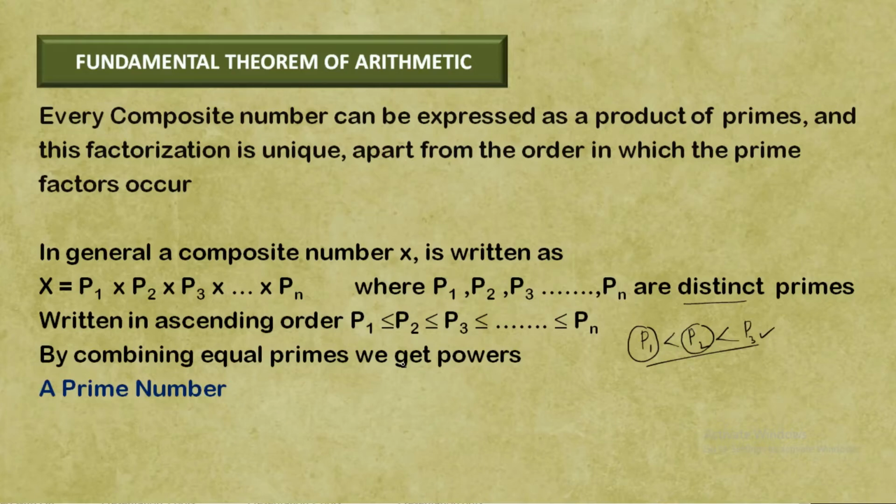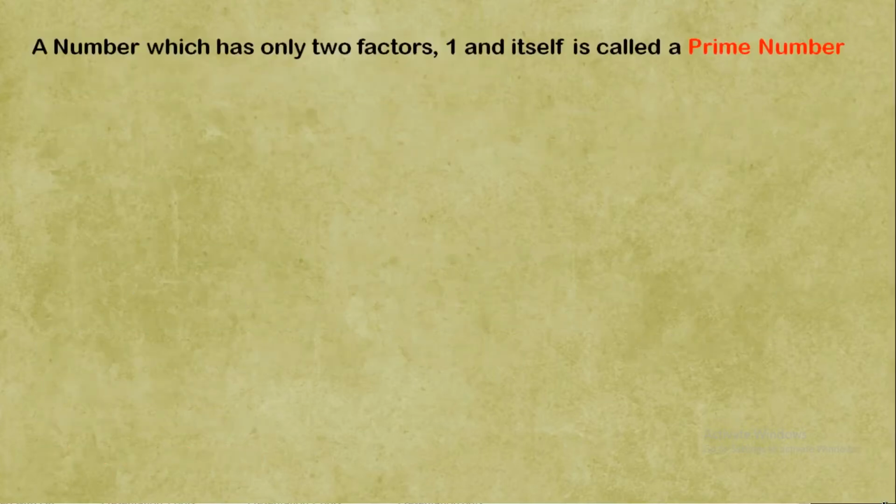From this statement we have to recall the definitions and examples of a prime number, a composite number, and what is a prime factorization. So let us see. A number which has only two factors, that is 1 and itself, is called a prime number. You know this already, we are just recalling it. And I took some examples for these: 2, 3, 5, 7, 11 and so on.